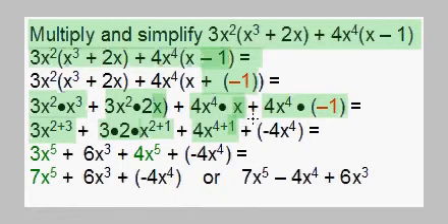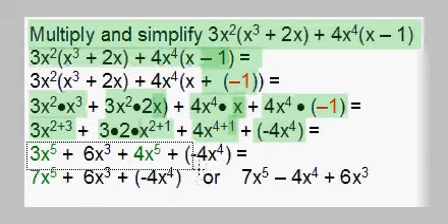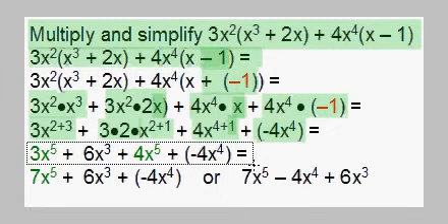And then the last set of terms that are multiplied, we have 4x to the fourth times negative 1. That just makes a negative 4 times x to the fourth. Now what I'm going to do is simplify these. I get 3x to the fifth plus 6x to the third plus 4x to the fifth plus the negative 4x to the fourth.